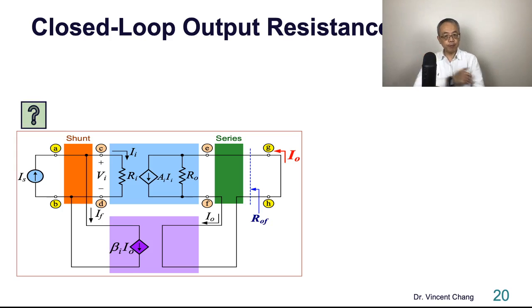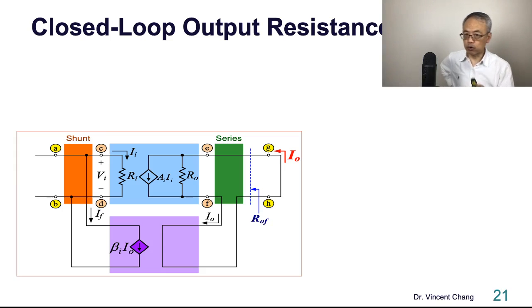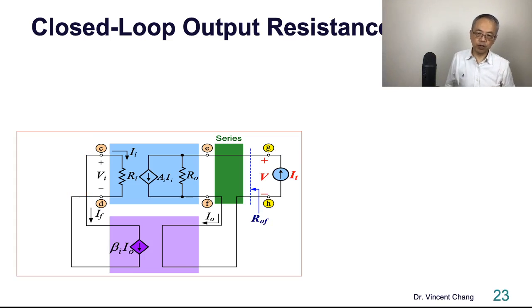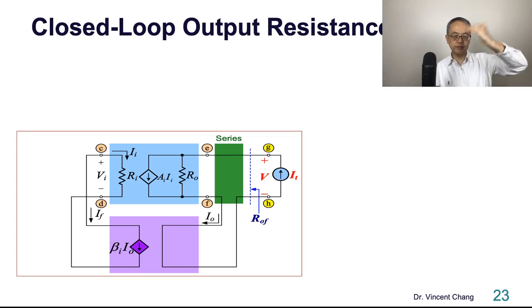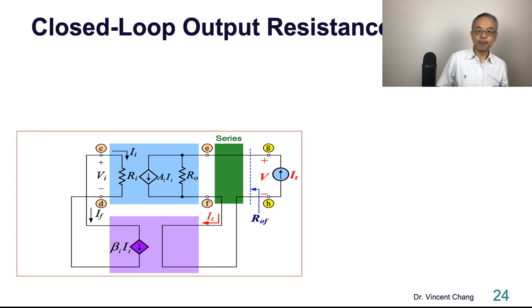So again, what's the first step? When you deal with the output resistance, remove the signal source. Let IS equals 0. And then what? Then you put on a testing current and try to measure the voltage across the output terminal between G and H. The ratio between V and IT will give you the answer. All right? So again, just try to find out the relationship between those variables.